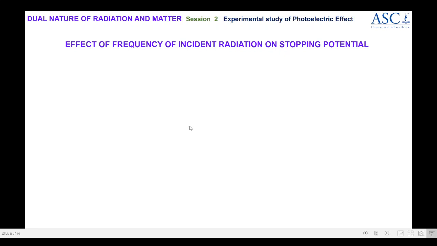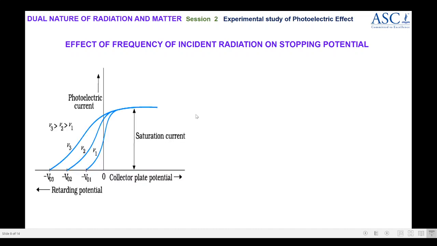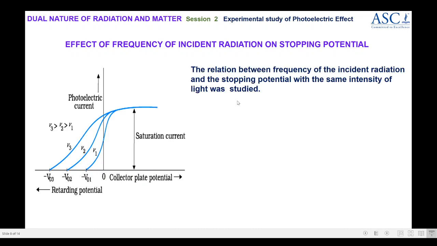Now for the next observation, that is the effect of frequency of incident radiation on stopping potential. Now if you observe this graph, the observation is done keeping the intensity of light constant. So as I told you, when the intensity is constant, this current is also constant, photoelectric current is also constant. Now in this graph we'll study the relation between frequency and the stopping potential.